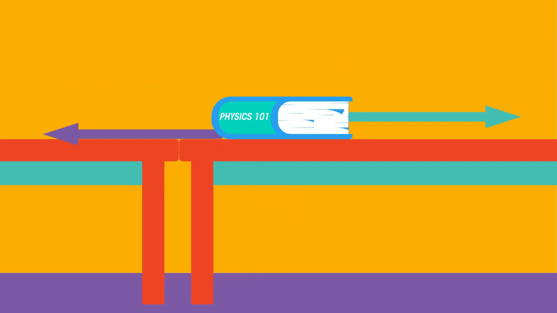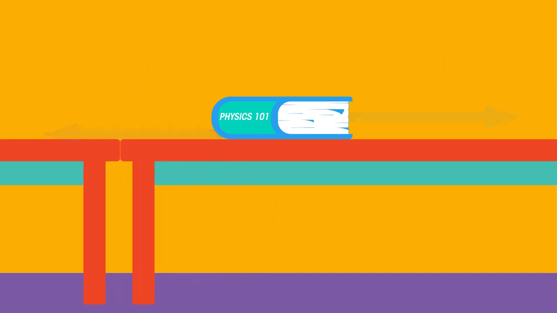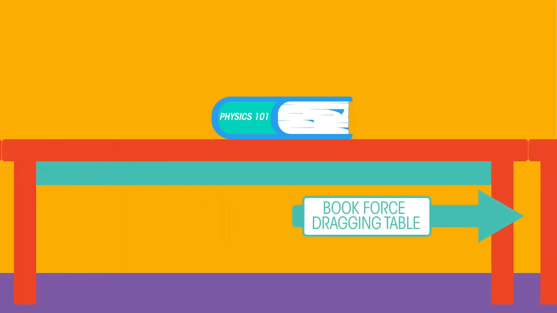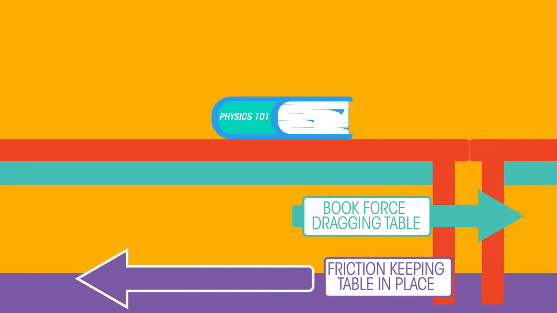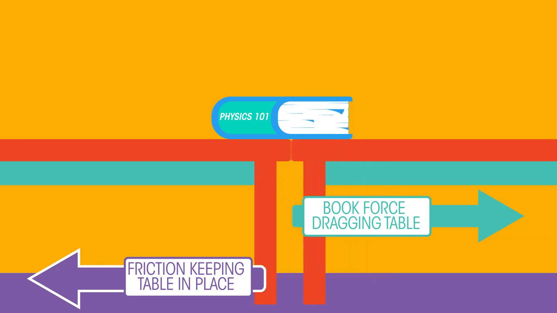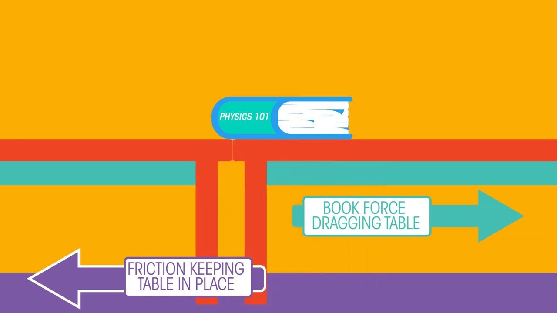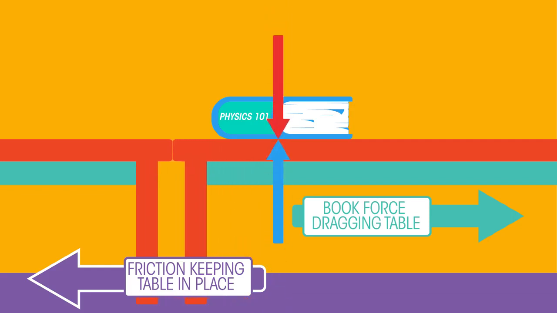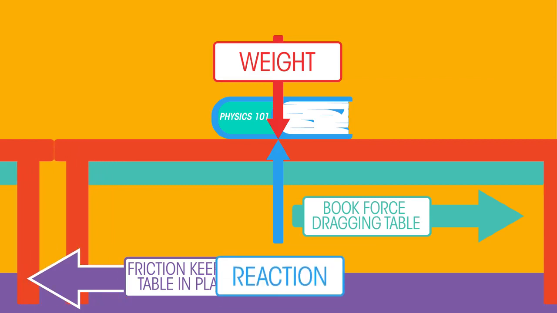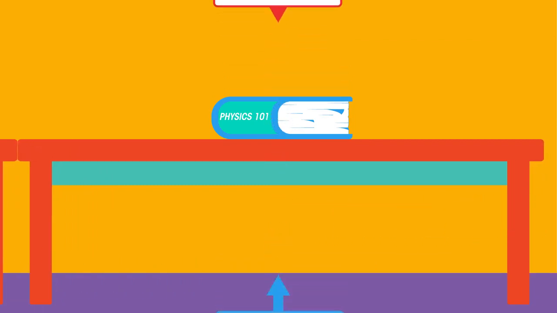There is another pair of horizontal forces acting here. The book is trying to drag the table as it is moved to the right, but the table is kept in place due to the opposing frictional force where the table legs touch the floor. We mustn't forget the pair of vertical forces acting here as well. The weight of the book on the table and the upward reaction force of the table on the book.